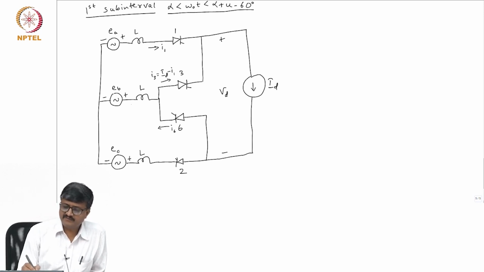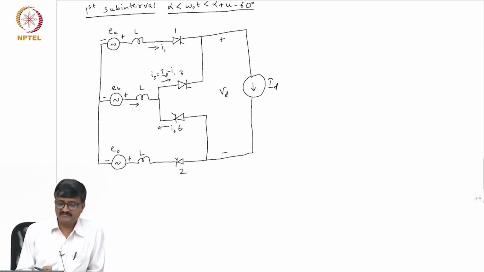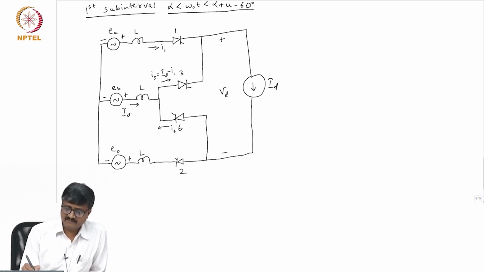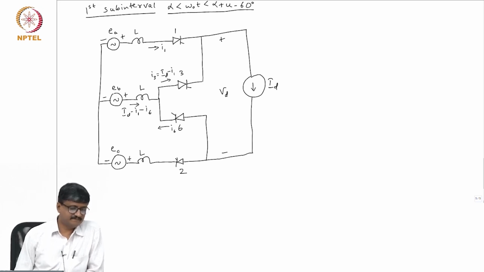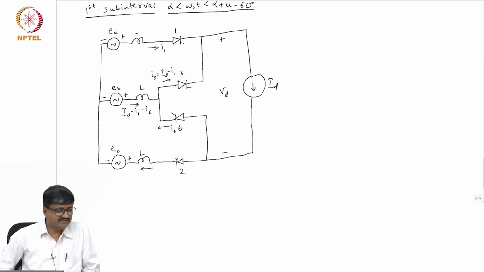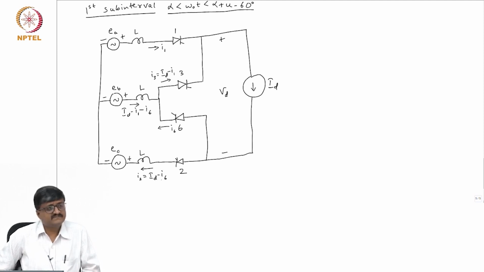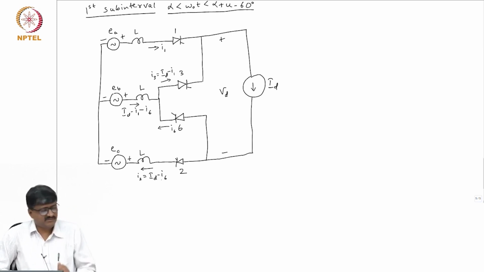So, if I take the current through this inductor L connected in series with EB, the voltage source with voltage EB, then it is ID minus I1 minus I6, and the current that is flowing through this inductance or valve 2 is I2, which is nothing but ID minus I6. So, this is the first subinterval.